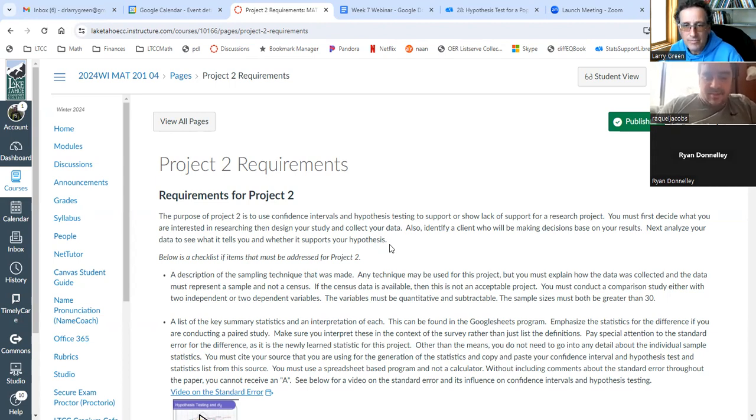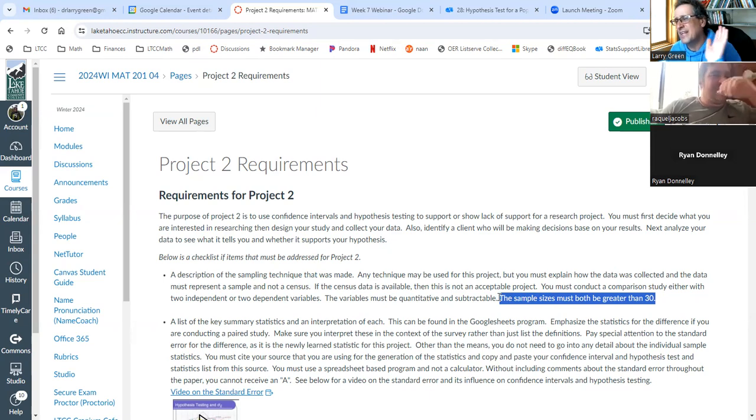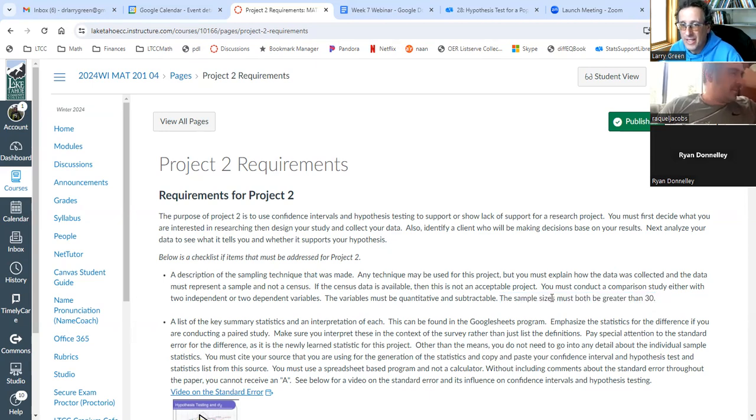Sound good? All right, the sample sizes must be greater than 30. It's still, even if you had a YouTube channel, even to count it would take forever. Yeah, so sample sizes must be greater than 30. Notice this is plural. Why did I write sizes instead of size?